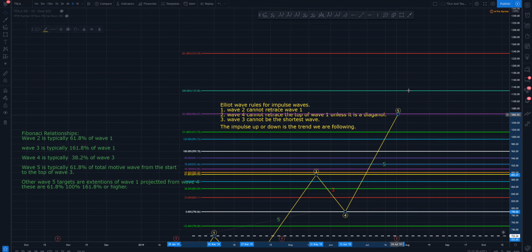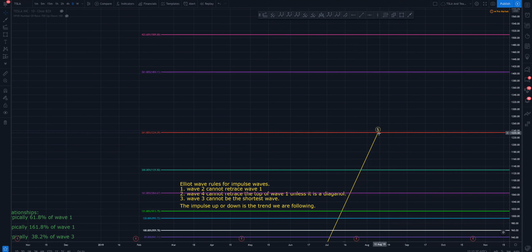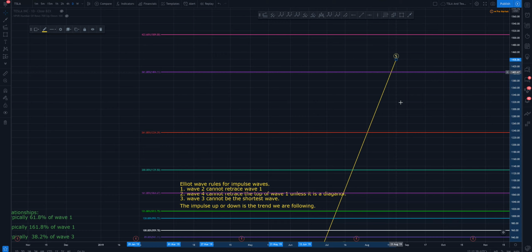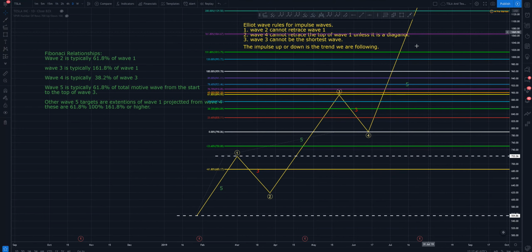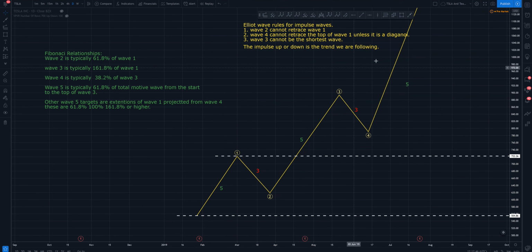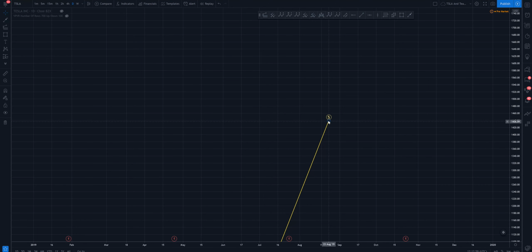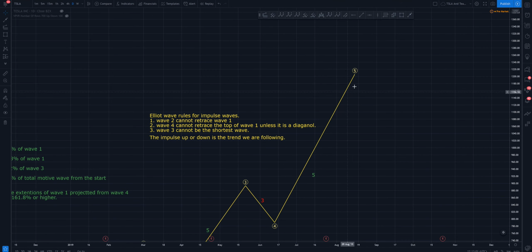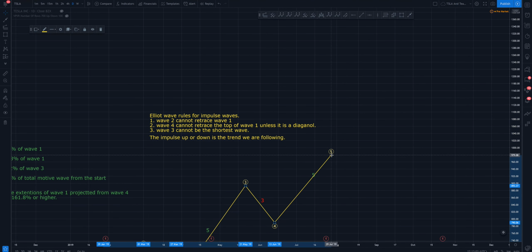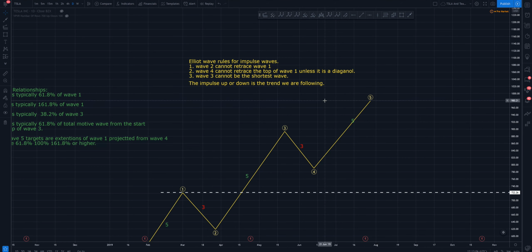It could go to the 2.618, it could go to the 3.618, and it could just keep going until it eventually stops, because it always does in the end. The only rule here that matters, we are still not breaking any rules. Okay? The 2 is not retraced to 1, the 4 is not retraced to 1, and the 3 is not the shortest wave as the 3 is longer than the 1. So under these circumstances, the 5 can be extreme in its extension. But as we already discussed, it can also be shorter than the 3.